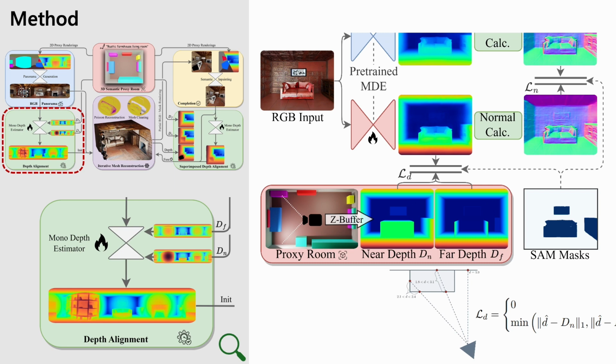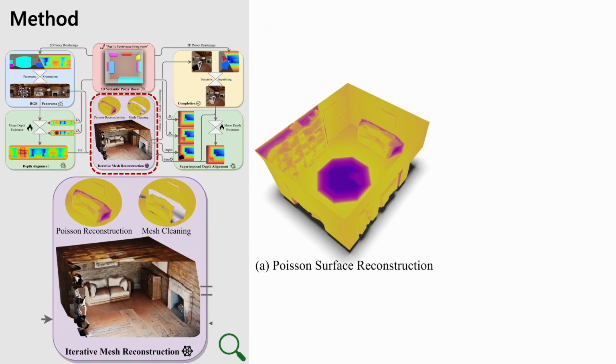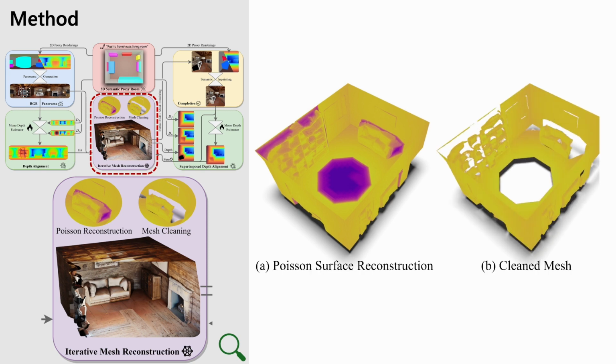While the depth alignment loss aligns the frame with the proxy room, it may alter the object's surface significantly while fitting it into its bounding box. To mitigate this, we present a normal preservation loss, which penalizes deviations from the original normals of the frozen depth estimator. We first perform Poisson surface reconstruction, converting the 3D point cloud obtained from the RGBD panorama into a watertight mesh representation. We proceed to remove mesh vertices and their adjacent faces if their density falls below a specified threshold.